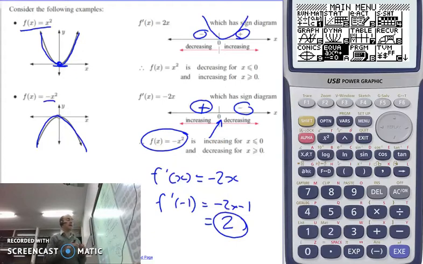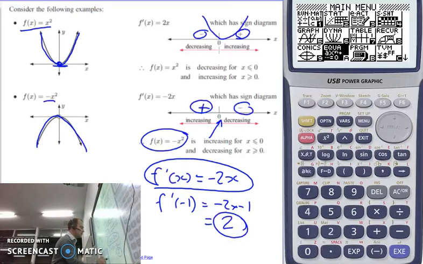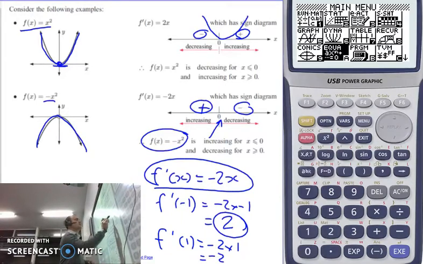If I choose a number greater than 0, I can put that into my equation. So if I say f dash of 1, negative 2 times 1 gives me negative 2. So it's a negative, which means that it's going to be decreasing.